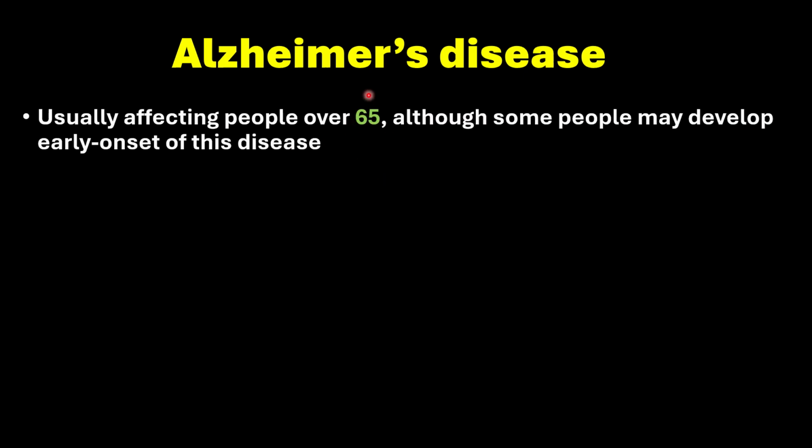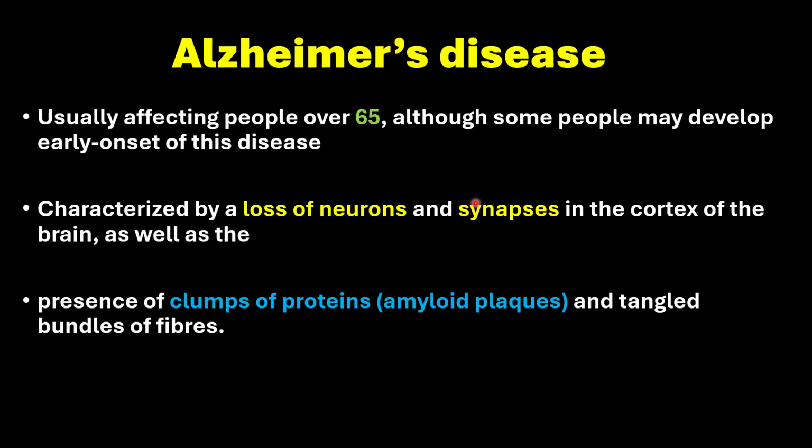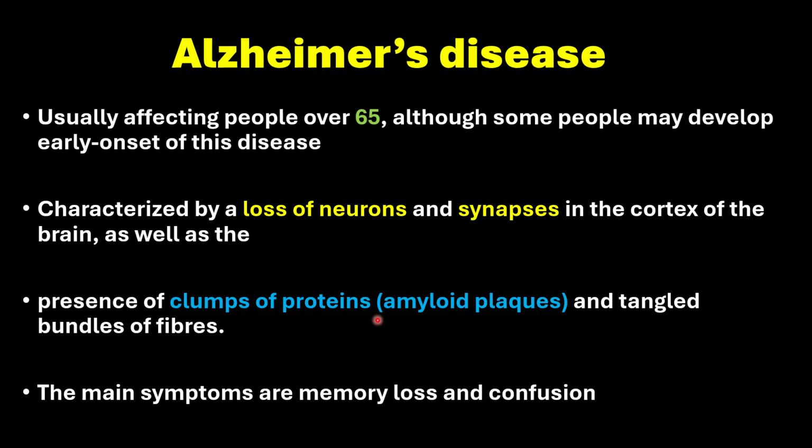It usually affects aged people, people who are over 65 years. It can still develop at an early age, as we have been made aware. It is characterized by loss of neurons and synapses in the cortex of the brain, as well as the presence of clumps of protein, amyloid plaques, and tangled bundles of fibers. The main symptoms of Alzheimer's disease are memory loss and confusion. So Alzheimer's disease is caused by degeneration of the neurons. Remember, multiple sclerosis is caused by degradation of the myelin sheath, not the neuron itself. So there's a difference between the two.